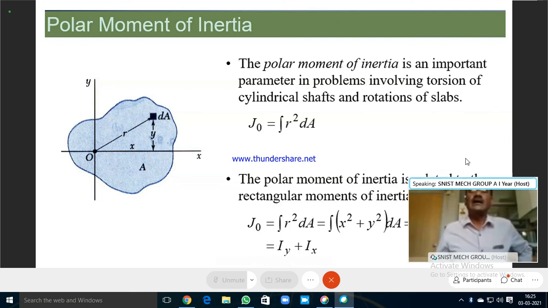Moment of inertia about an axis perpendicular to the plane, that is z, is equal to the sum of the moments of inertia about x and y, which are in the same plane of the area. That is the statement of your perpendicular axis theorem. Both are the same.